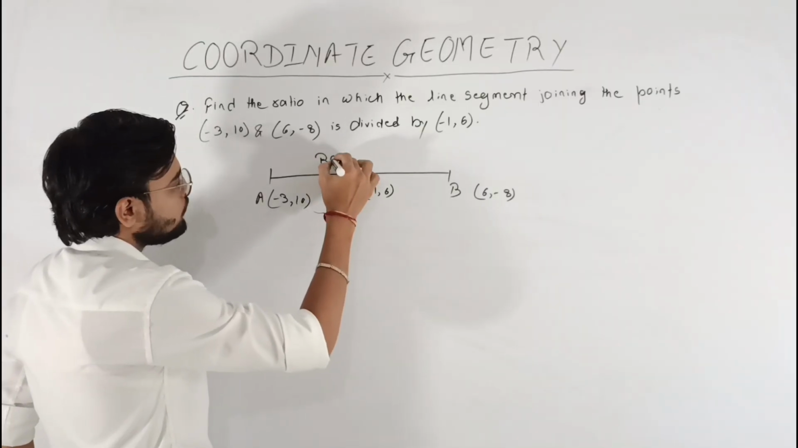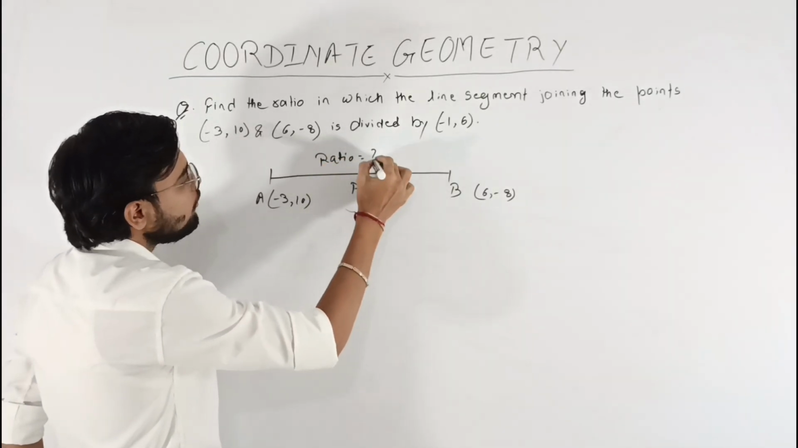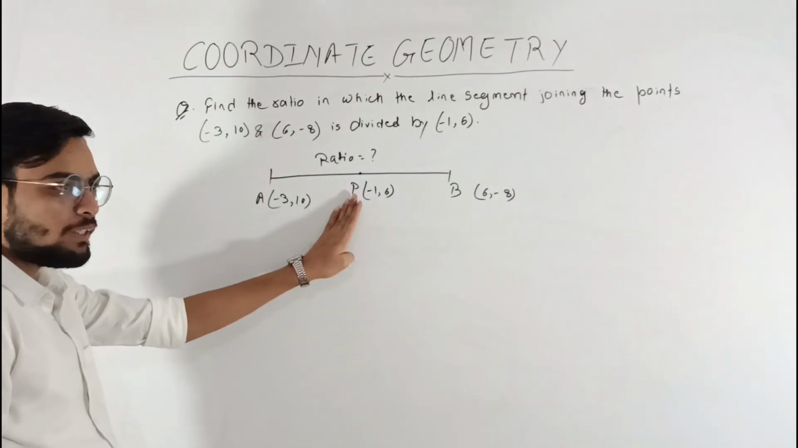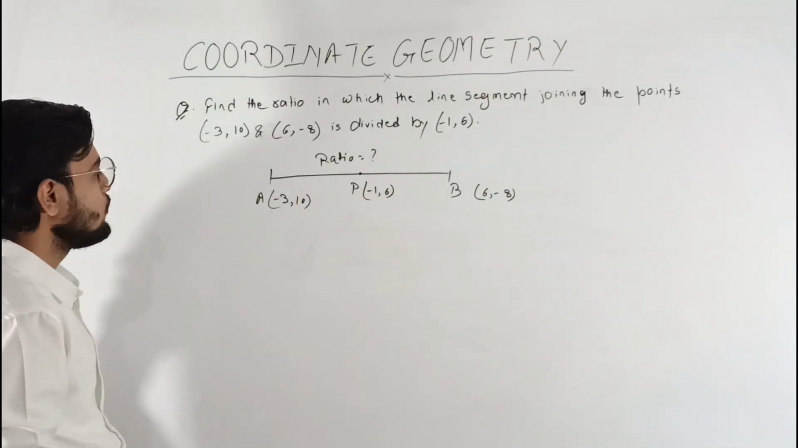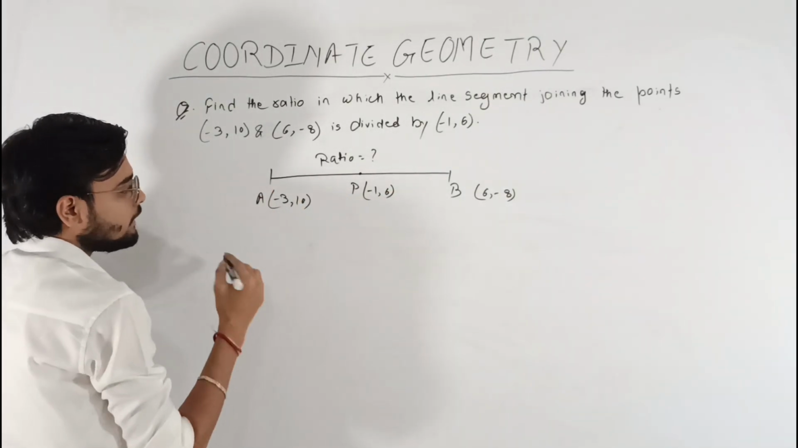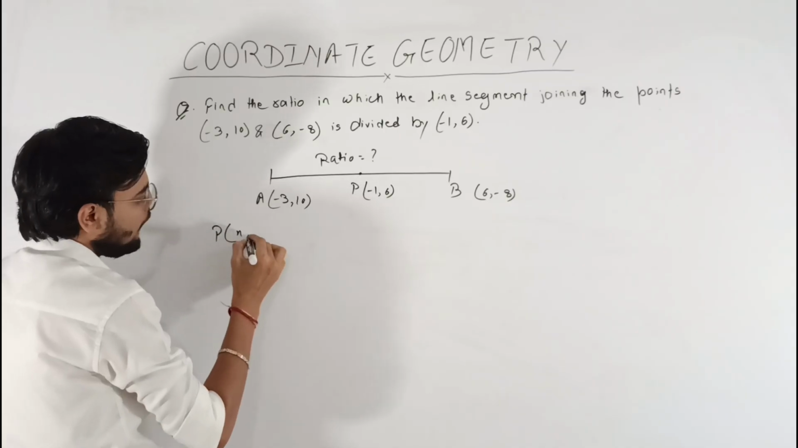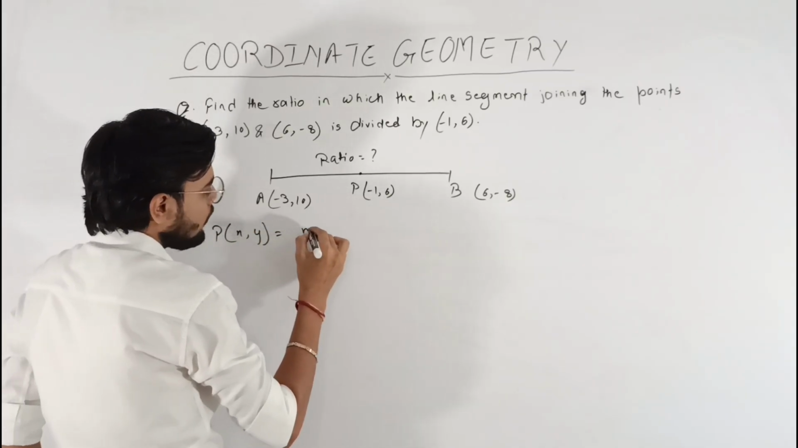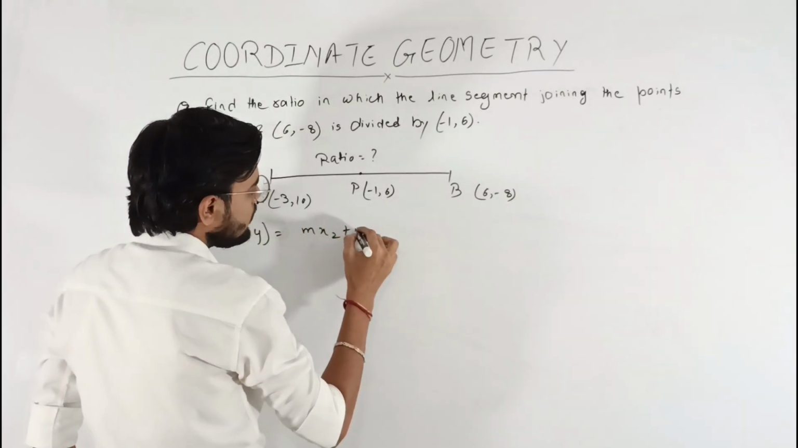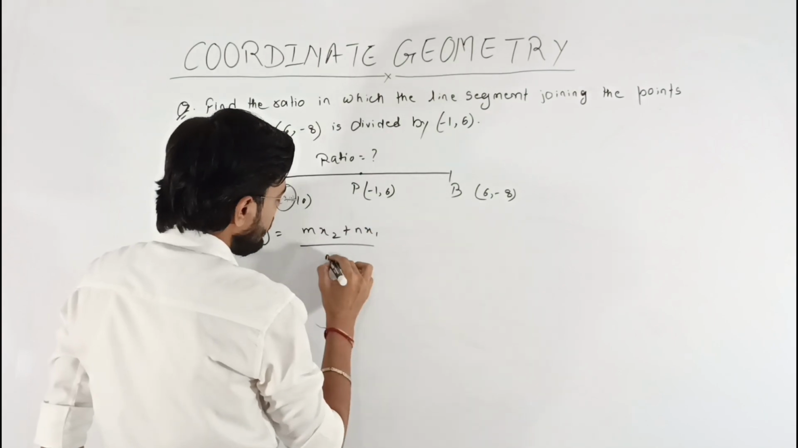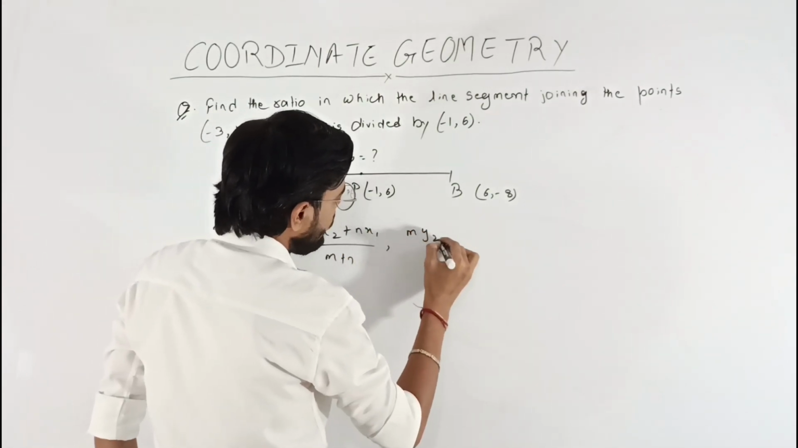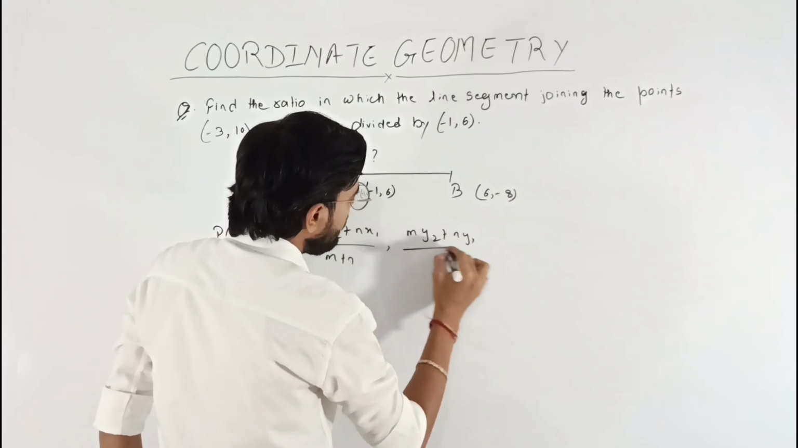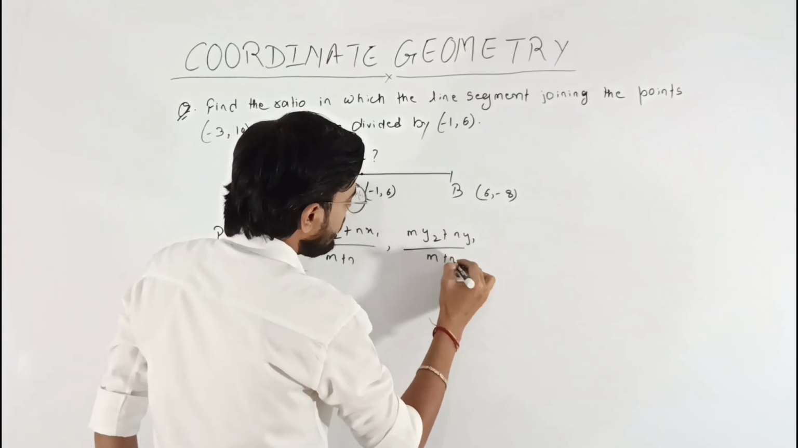We don't have the ratio. Okay, we have to find the ratio in which this point P divides the line segment AB. So look here how we find it. We know the section formula. What is the section formula? P(x, y) is equal to (m x2 + n x1) upon (m + n) and (m y2 + n y1) upon (m + n).